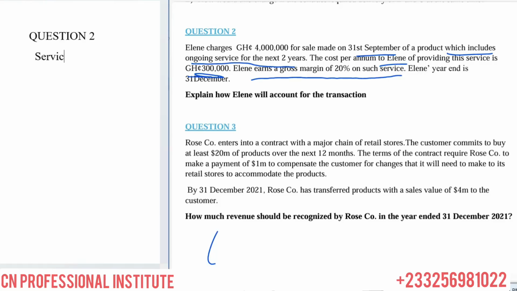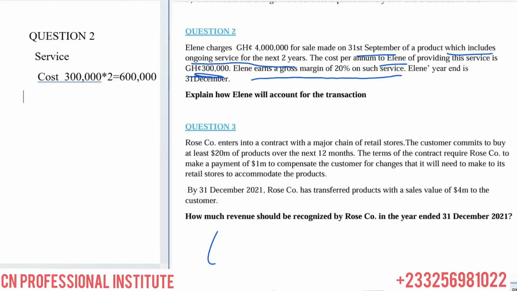So we said the service will be given the cost. With the service, the cost of the service is 300,000, and it says per annum. So it will be 300,000 by 2. Don't forget they are doing it for 2 years. Which will give us 600 thousand. So this is the cost for the service.